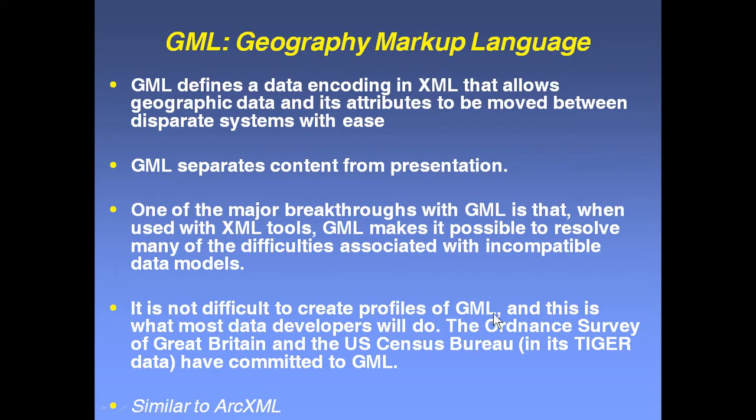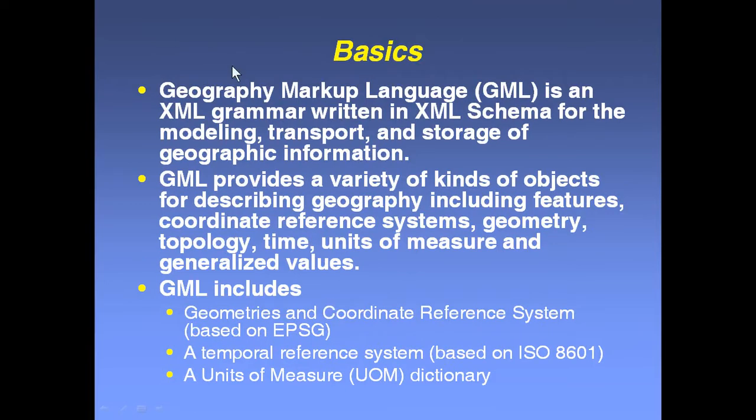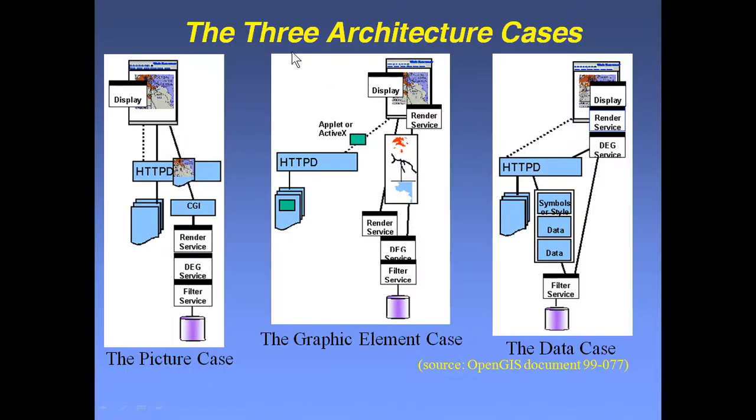And it is not difficult to create profiles of GML, and this is what most developers will do. The Ordnance Survey of Great Britain and the US Census Bureau have committed to GML, and it is similar to ArcXML. GML is an XML grammar written in XML Schema for the modeling, transport and storage of geographic information. So GML provides a variety of objects for describing geography, including features, coordinate reference system, geometry, topology, time, unit of measure and generalized values. So GML includes geometries and coordinate reference system, a temporal reference system and a unit of measure.